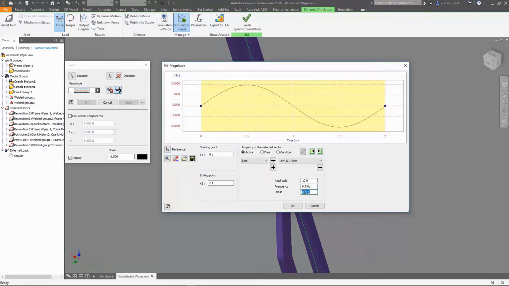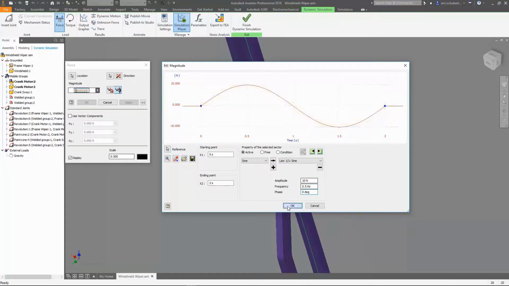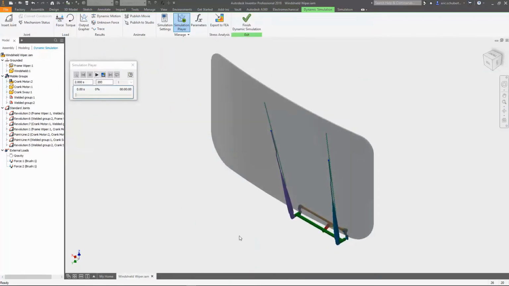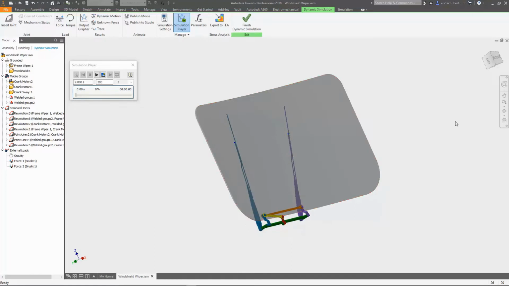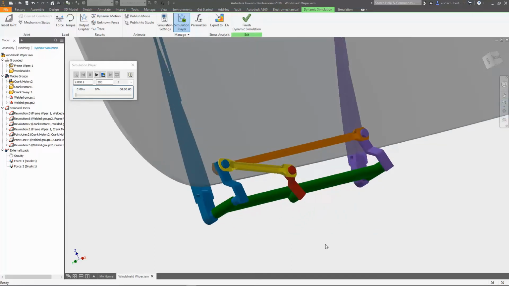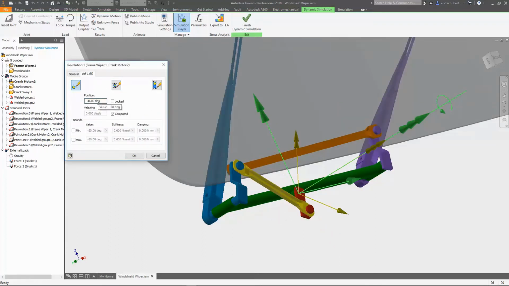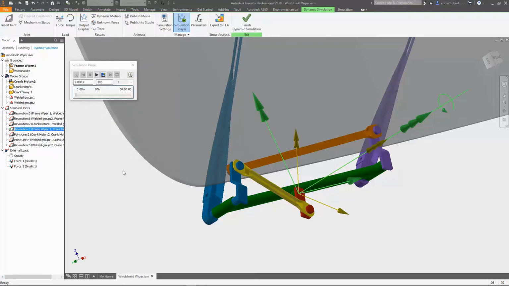To simulate real-world conditions, loads are applied to mimic external forces acting on the assembly. To make the movement easier, Inventor automatically converts assembly joints and constraints into moving joints within the dynamic simulation environment so they can be monitored and adjusted. Joints can also be created manually if needed.